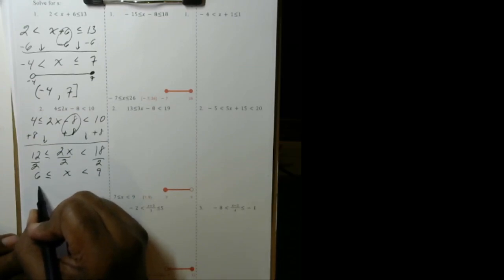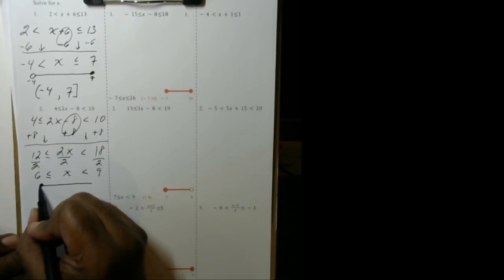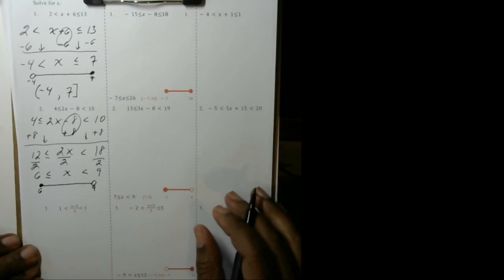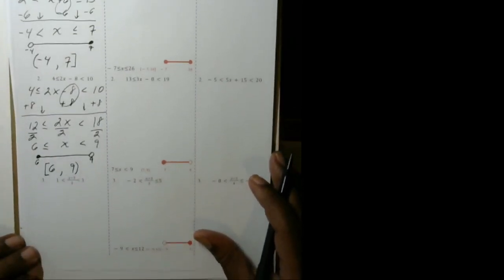Now, the graph of this will be a line segment closed at 6 but open at 9. And then the interval notation will be, on the left side we'll have 6 with the bracket. On the right side we'll have a 9 in a parenthesis and in between a comma. So all the numbers between 6 and 9, including 6. Okay, number 3. Let's take a look at this.